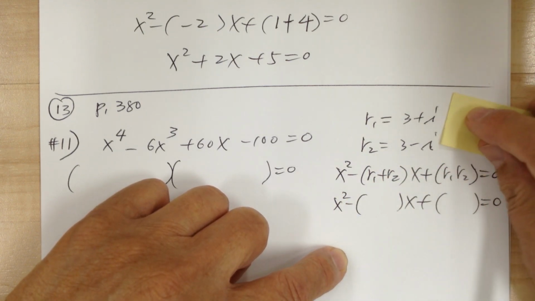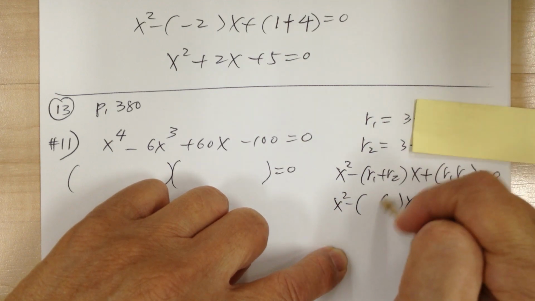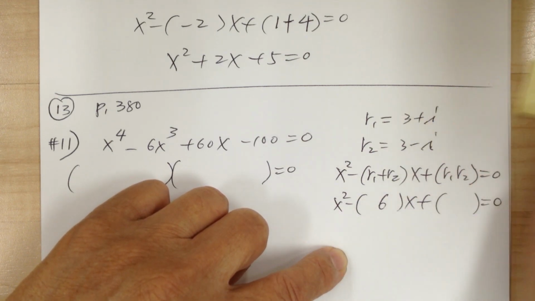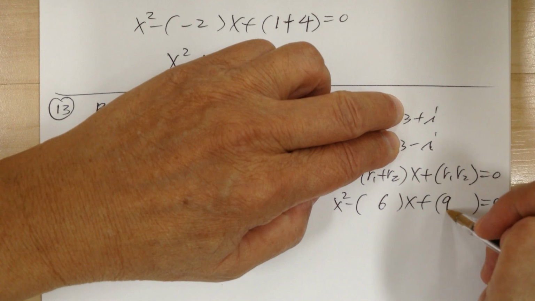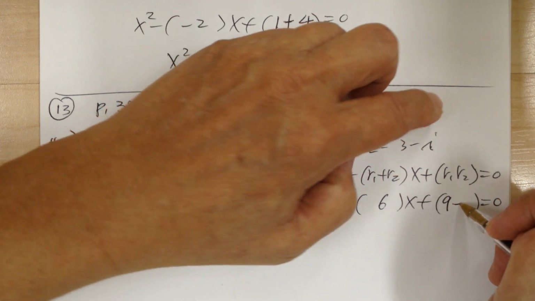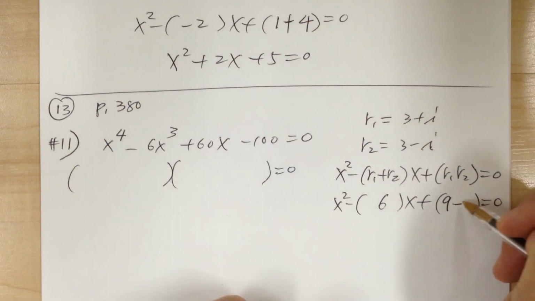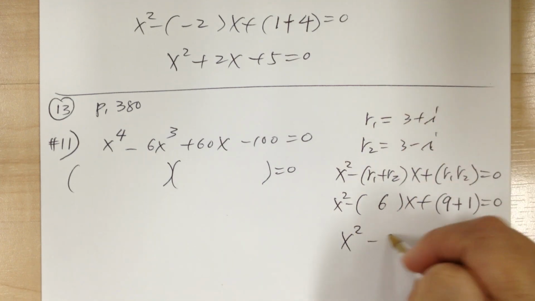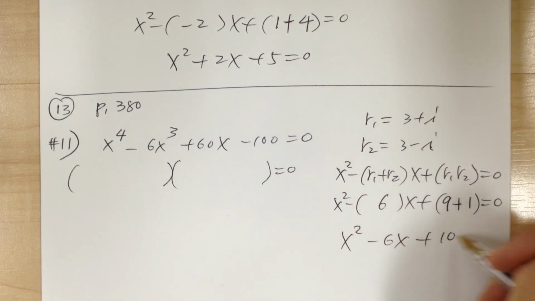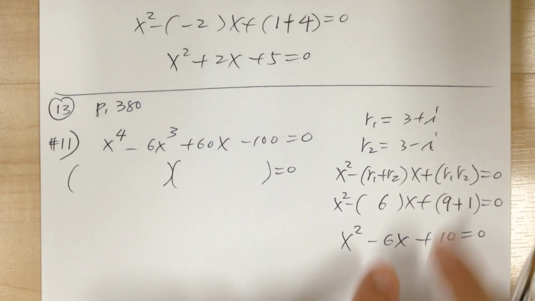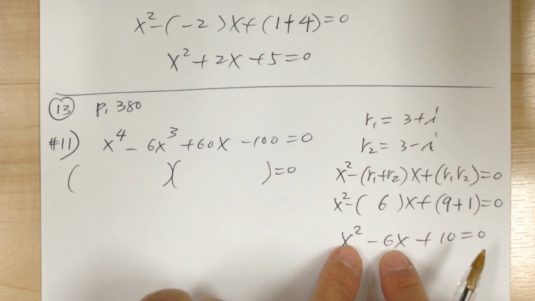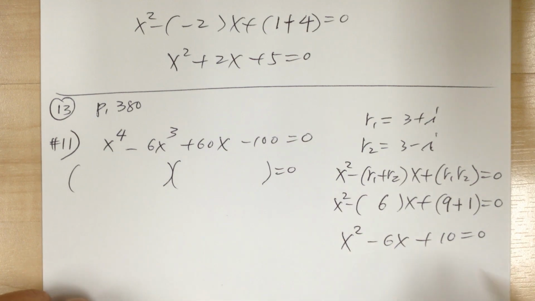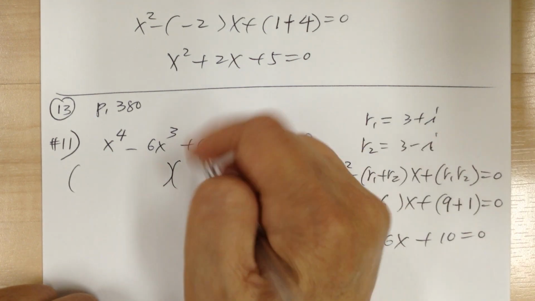Again, when you add, the plus and minus will cancel out, so this would be a 6. Now when you multiply, this will give you 9. Plus times minus is minus. i times i is -1, so it becomes +1. So from these 2 answers, you're going to get x squared minus 6x plus 10 equal to 0. So these 2 answers came from here. That means one of these factors is this. So we can put this right in here.